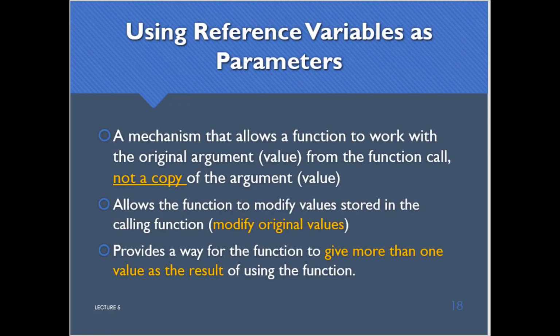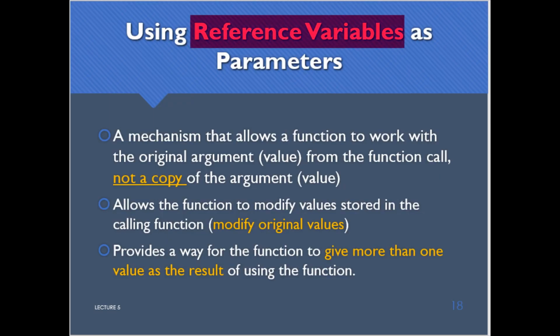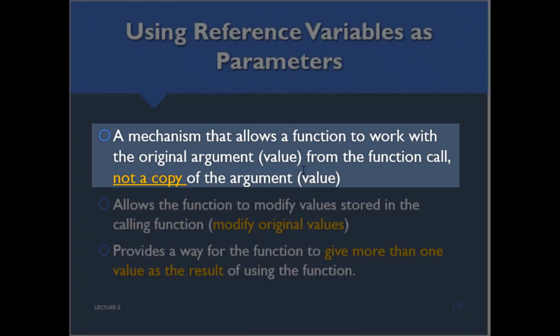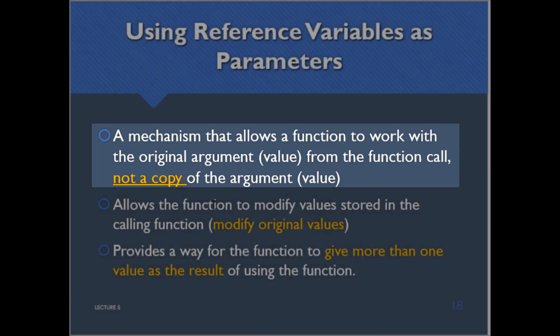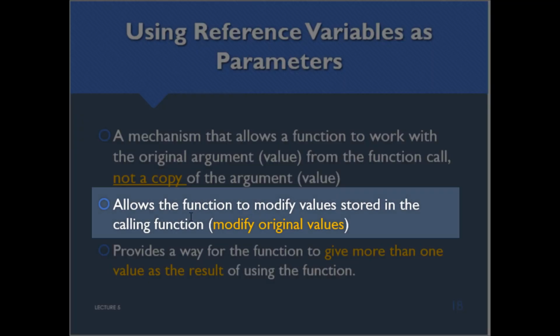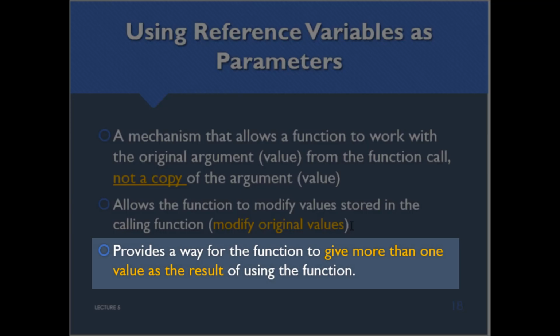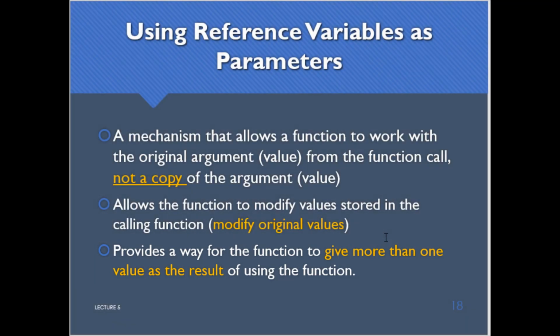The ampersand x just now is what we call a reference variable. So using a reference variable allows you to work on the actual argument instead of a copy of that argument. So now you can modify the value of the actual arguments. So this actually provides a way for a function to return back more than one value as a result using pass by reference.